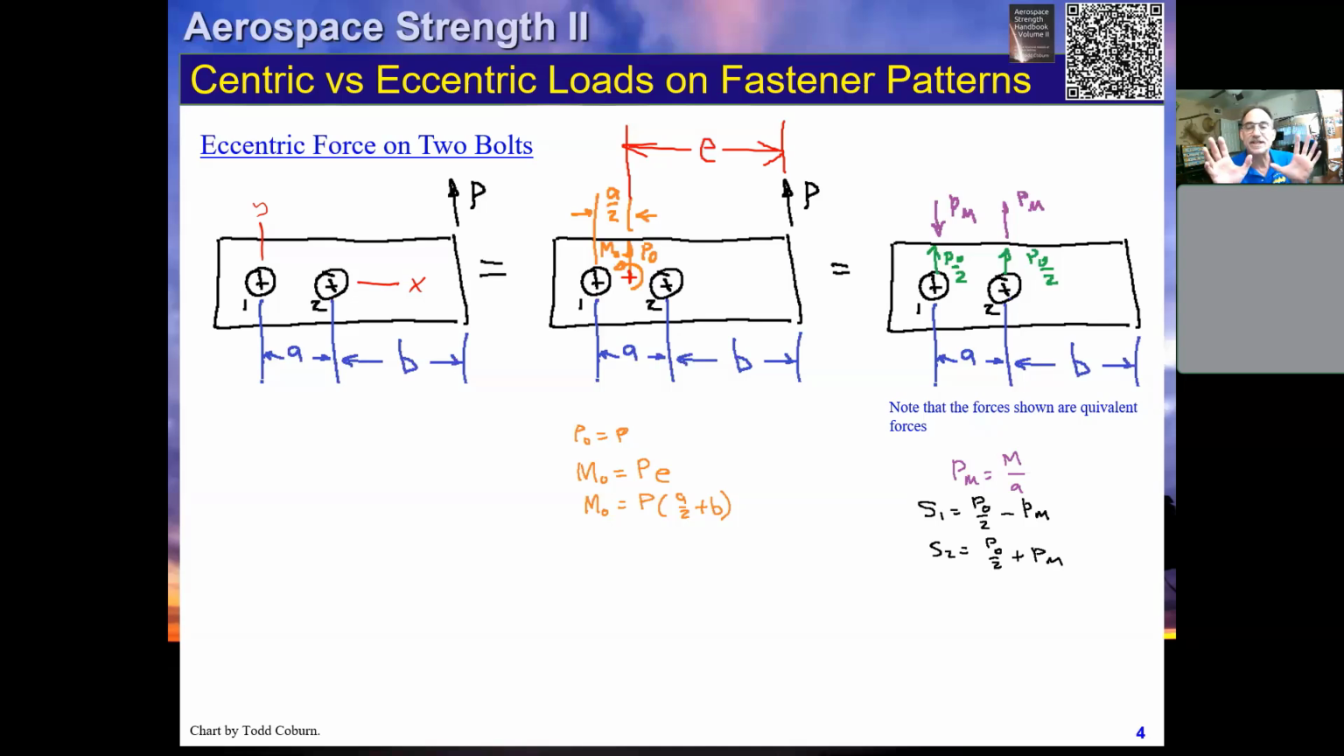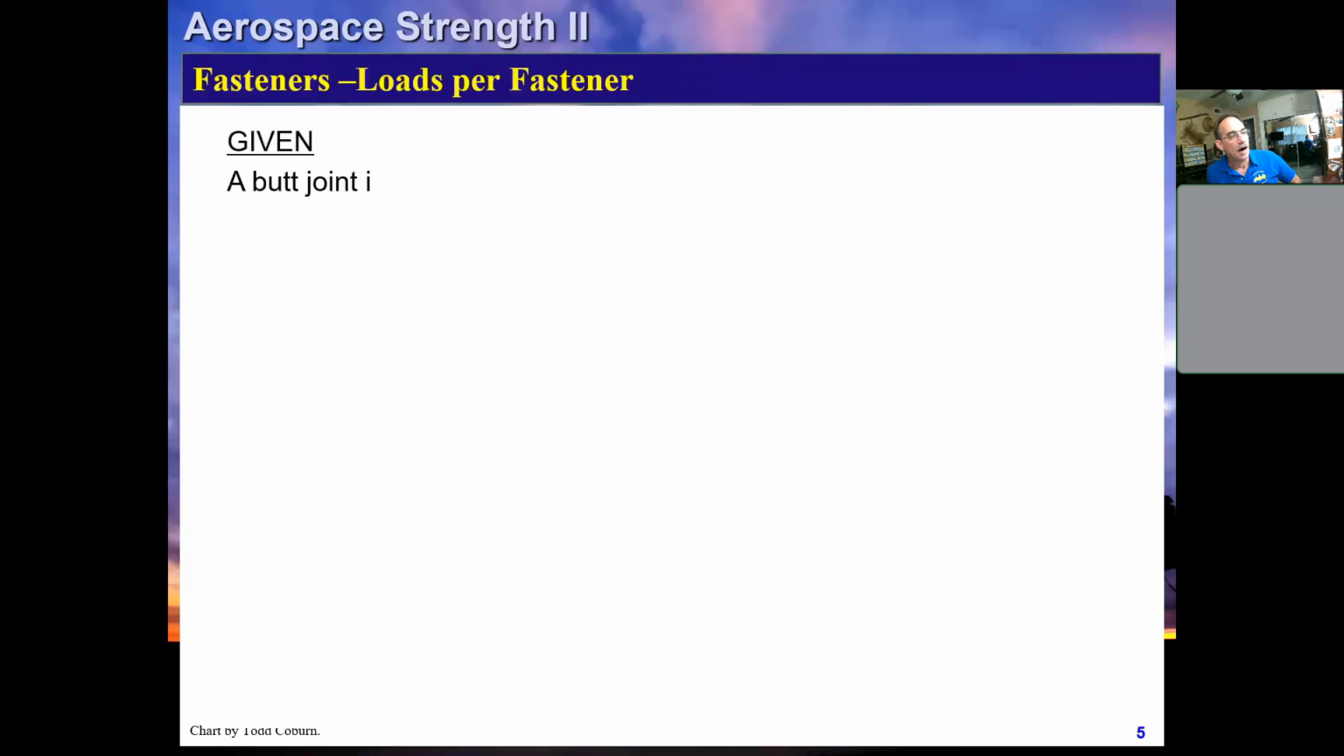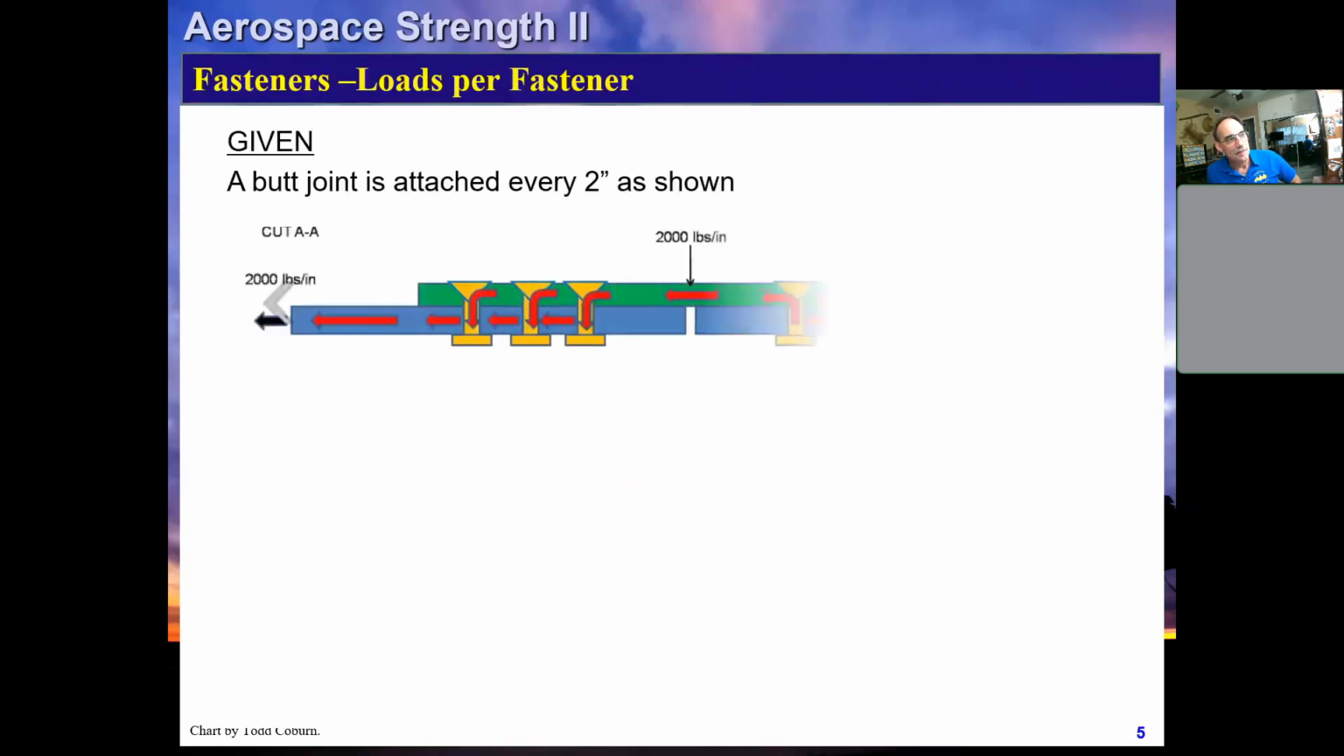Okay, this is setting the groundwork for our understanding of what we're going to do today. So let's keep this in mind. We're going to step back a step and walk back through how this works. All right, so backing up here, let's take a look at this lap joint.